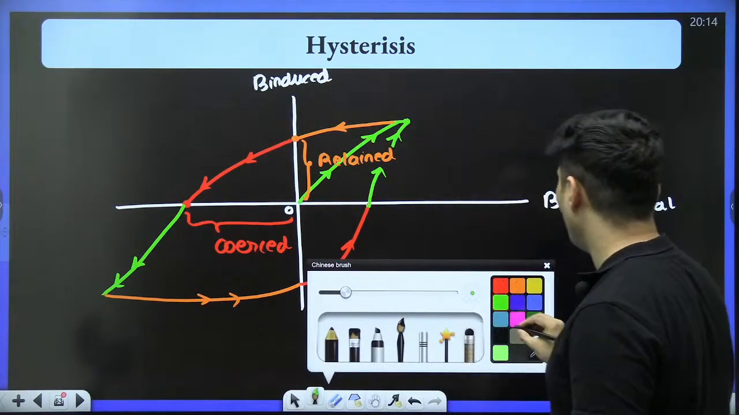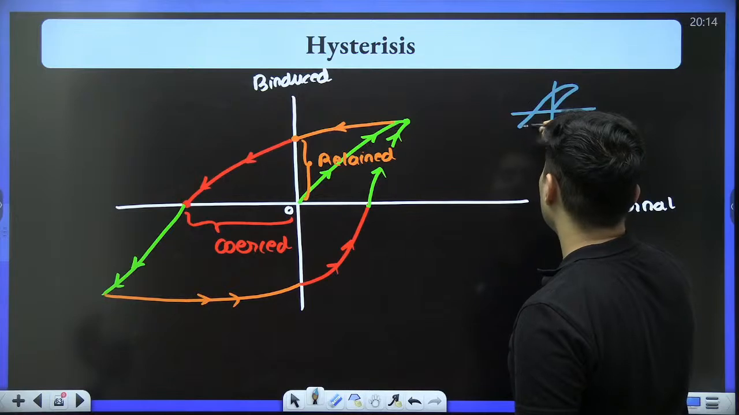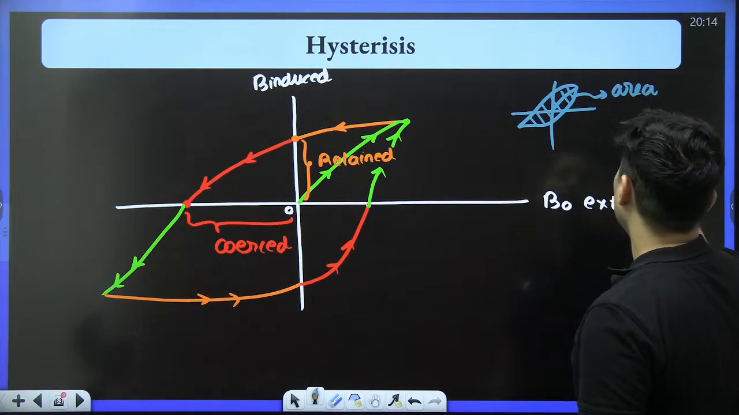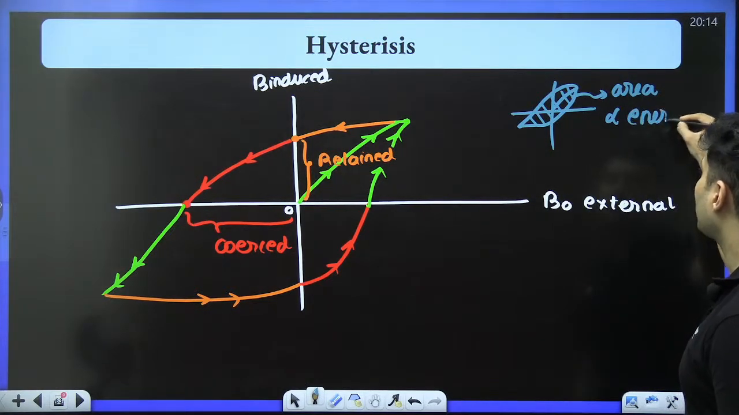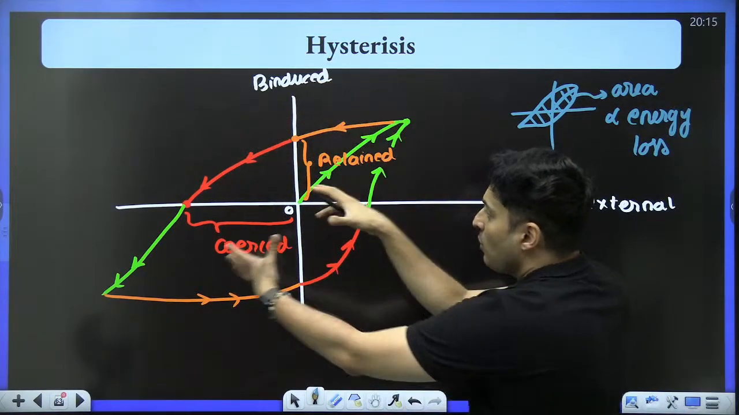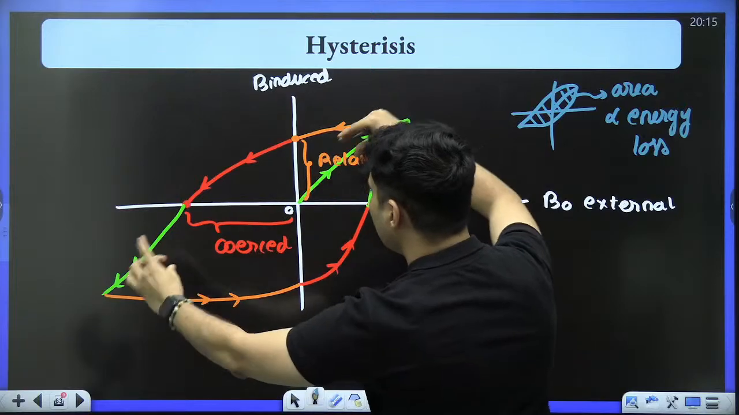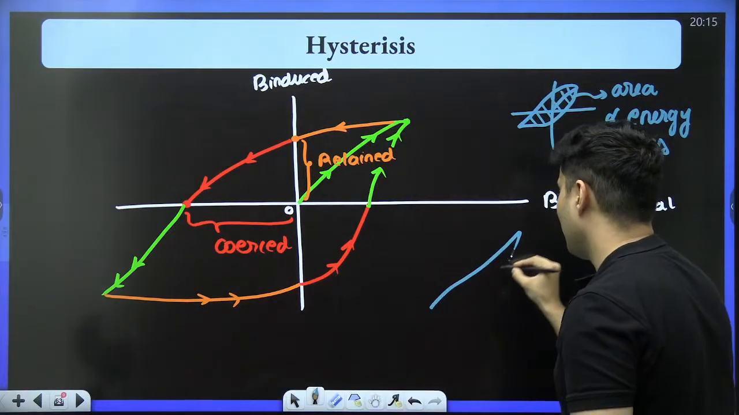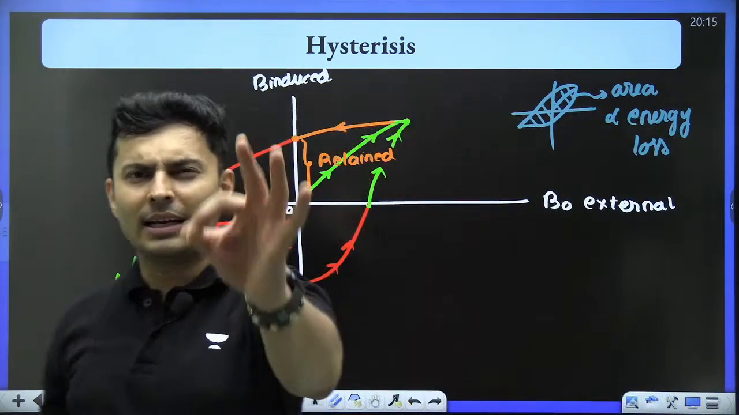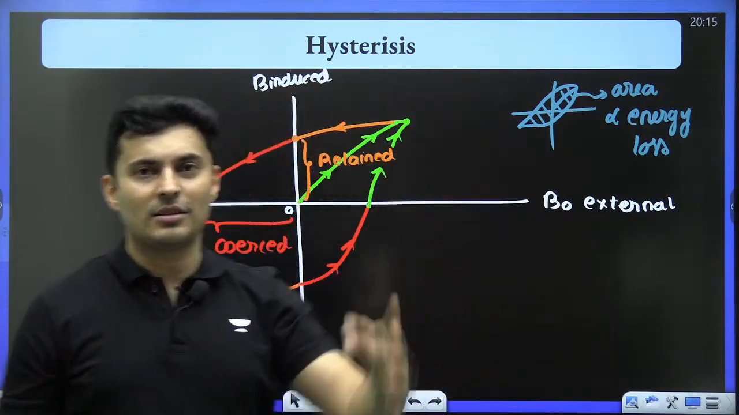One last thing that you need to know in this particular graph is that whatever that hysteresis curve might be, the area, remember, is proportional to the energy loss. So if it is a very wide, very big graph, more energy is lost in that entire process. If it is a very thin graph, like a leaf, with very little area, then it will have very little energy loss. Keep in mind that the area is proportional to the energy loss in that particular hysteresis process.